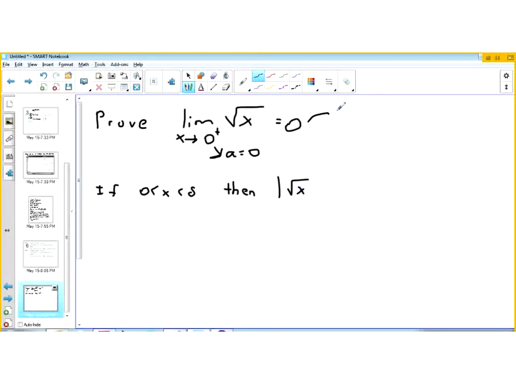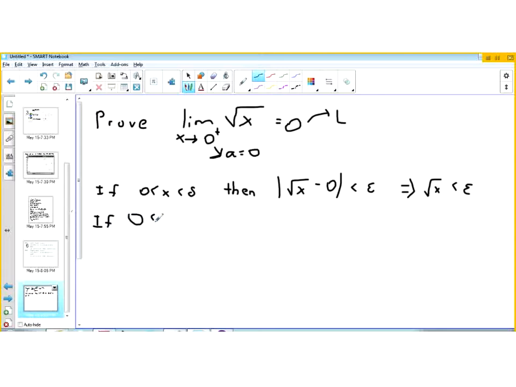the square root of x minus L, and here's our L value, so I'll plug that in, must be less than epsilon. Now the absolute value of a square root you can just drop, because the square root is always a positive number. So this means that the square root of x must be less than epsilon.